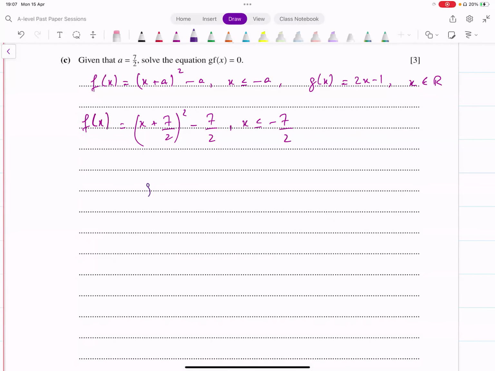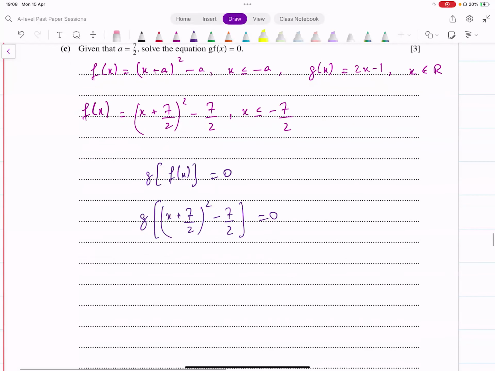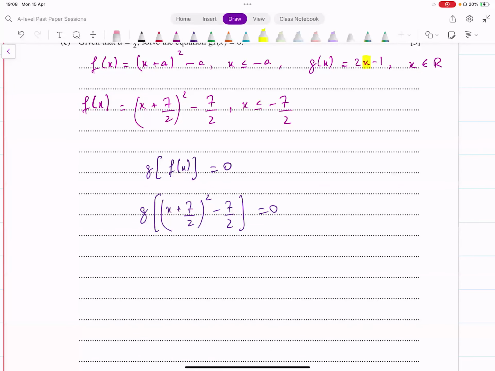Now, g f of x equal to 0. g f of x, what does that mean? That means g of f of x equals 0. Inside g, you have to input f. So it becomes g of x plus 7 over 2, whole squared, minus 7 over 2. In the g function, wherever you've got x, you're going to replace that with this whole thing. This x, you're going to input this. And then just solve that equation.